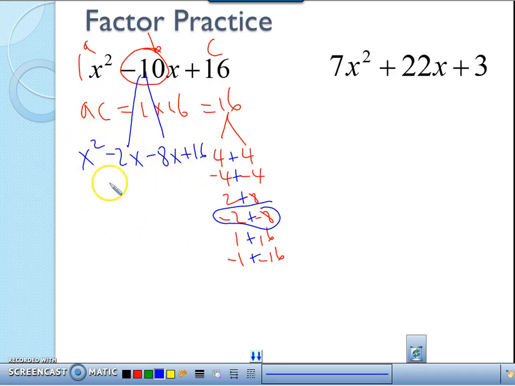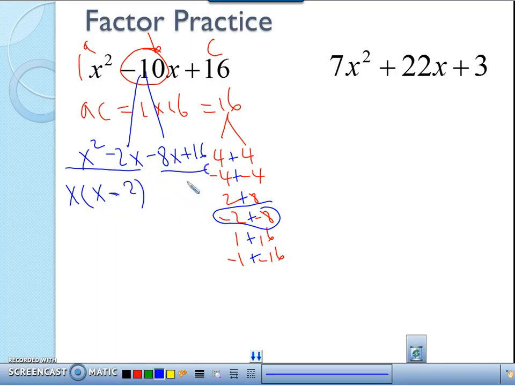Once you do this part, you can factor by using grouping. So right here, first two, their GCF is x, minus 2. So x times x is x squared. X times negative 2 is negative 2x.